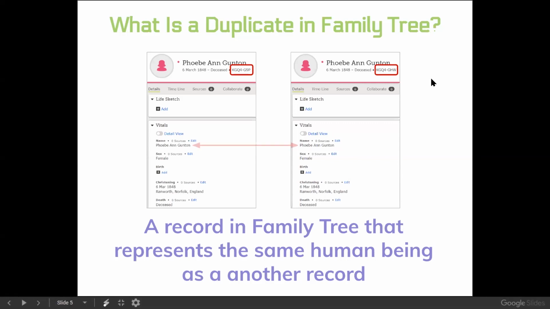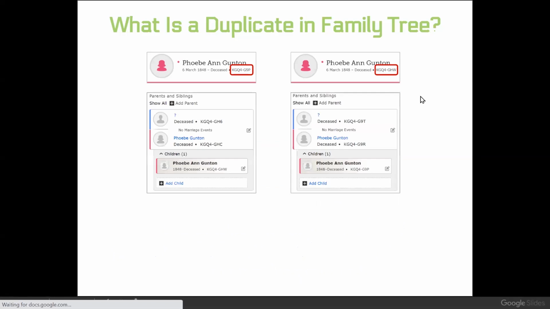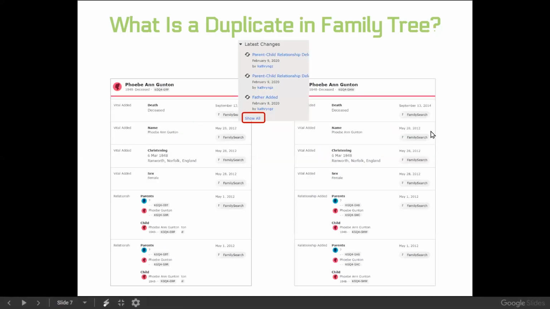But as you look at the information, the name is exactly the same. The christening information is exactly the same. As we scroll down on the page, we look at the family information and we see that the parents are exactly the same, an unknown father and a mother with the same name as Phoebe. And then finally, if we get into the changelog, we see that the changelog is almost identical. About the only difference is that one or two of the contribution dates are different, and then also the PIDs are different. But other than that, the information is identical.